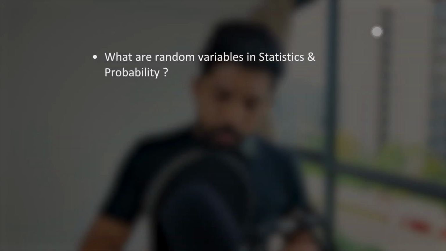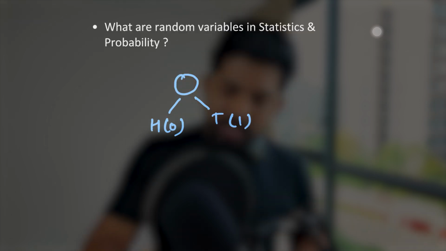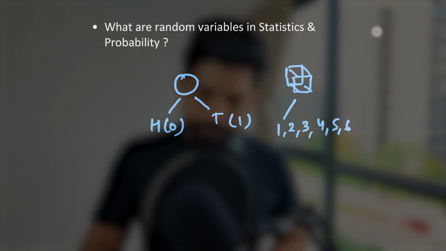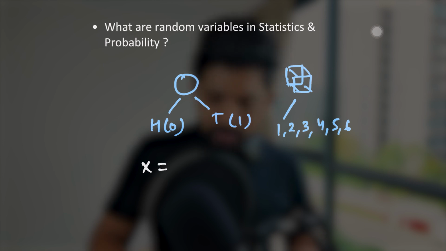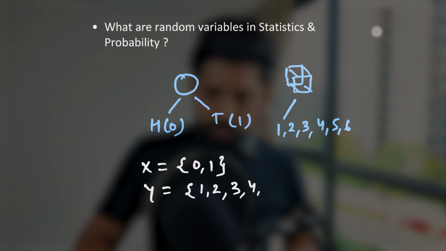So you can say when you flip a coin, you might get head or tail, and you can also represent them as 0 or 1, right? Similarly, when you roll a dice, you might get 1, 2, 3, 4, 5, 6, correct? And you can represent this as, let's say, x is equal to 0 or 1, or you can write y is equal to 1, 2, 3, 4, 5, and 6. So these are the random variables in statistics and probability.